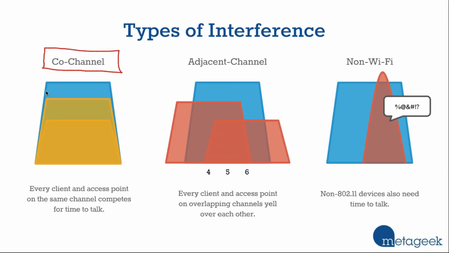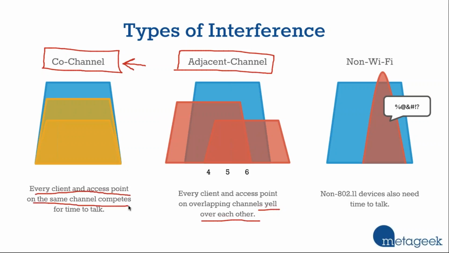You remember how we reviewed these 3 different types of interference. Adjacent channel interference occurs when we're on partially overlapping channels, and networks and all their connected devices just yell and scream over each other. Co-channel interference is the better type of interference, but it's still something that we have to think about. It's still something that we have to contend with. Every client and every access point on the same channel is going to compete for time to talk, and so we need to make sure that devices are getting on the air and getting off the air quickly.